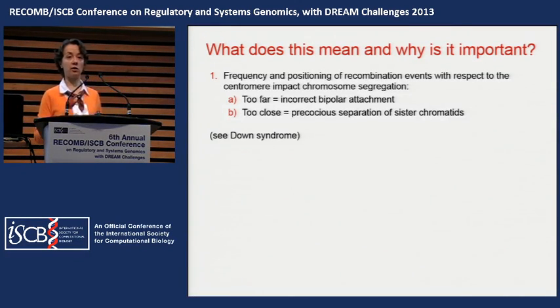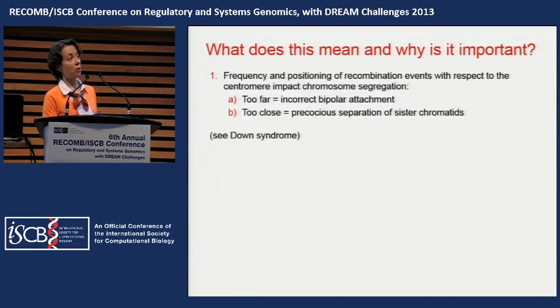So what does it mean, and why is this important? The short answer is that we don't really know. We asked this question to as many meiosis experts as we could, and everybody thinks it's really interesting, but nobody has any great ideas why this could be happening. It's interesting because we think it most likely has something to do with chromosome segregation.